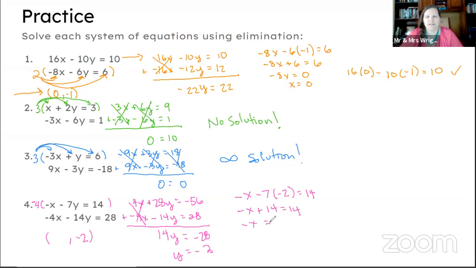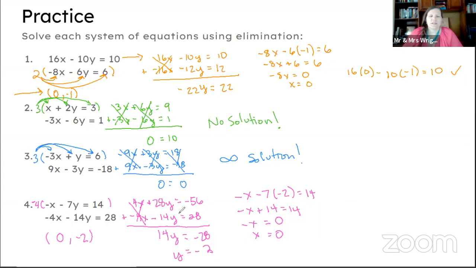Negative x equals, if we subtract 14 from both sides, we get 0. In order to undo the negative, we're going to have to multiply by negative 1. Right? So x times negative 1 is a positive x, or divide by negative 1. Either way works. And 0 divided by negative 1 or multiplied by negative 1 is still 0. So we've got 0, negative 2.